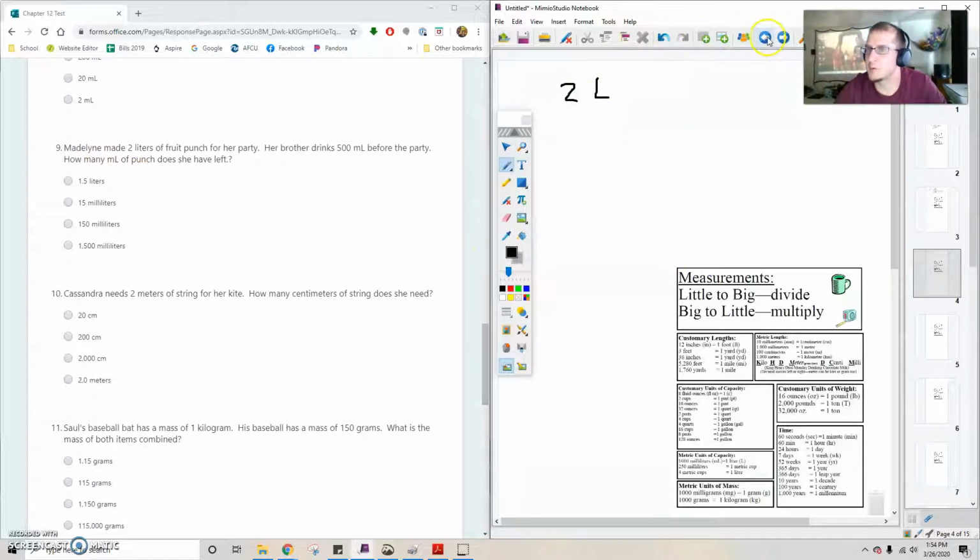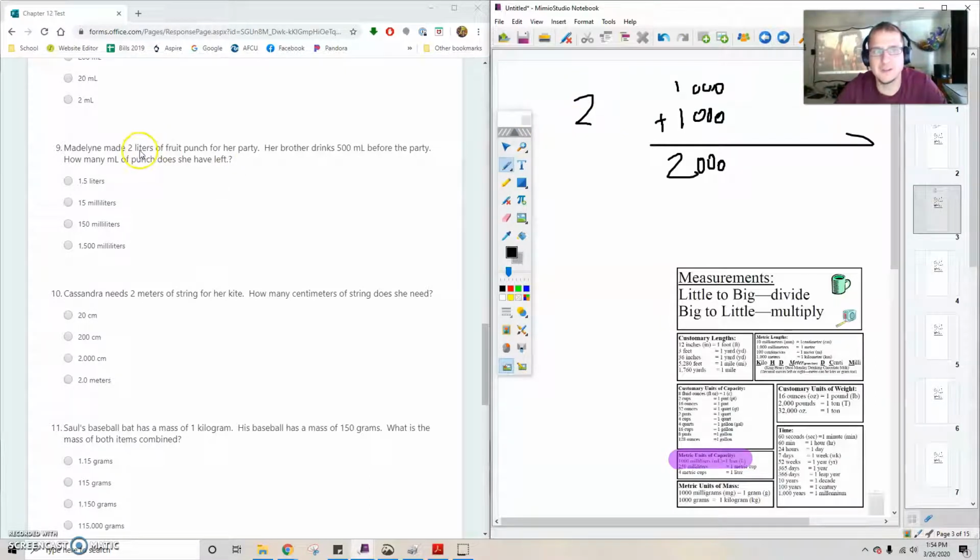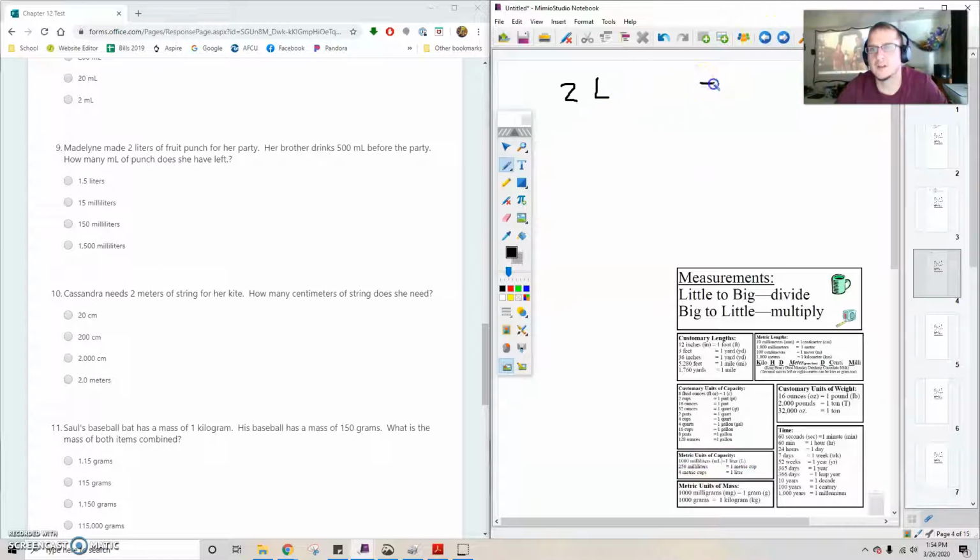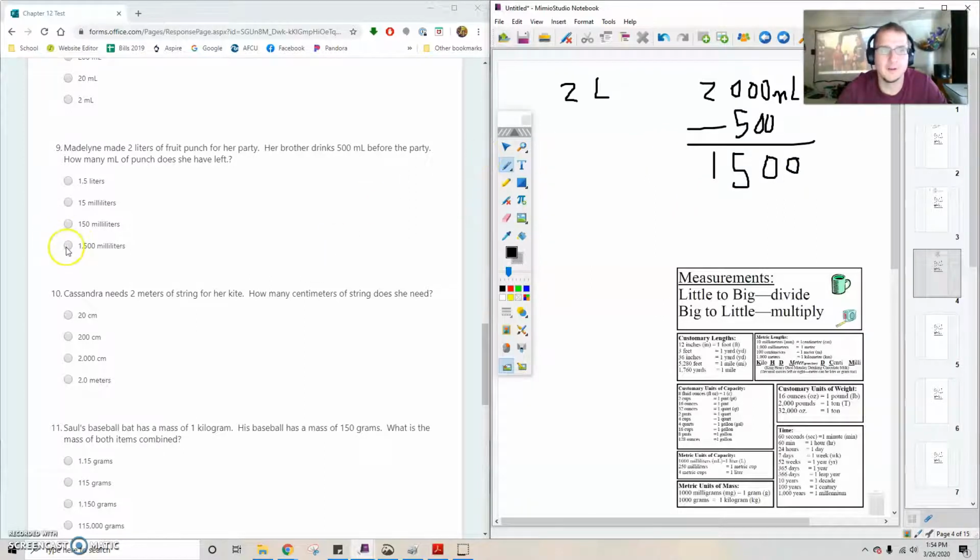Well, if you think back to what we just answered, because it's 2 liters again here, 2 liters was 2,000 milliliters. So 2 liters is 2,000 milliliters, and her brother drinks 500. So we have 2,000 milliliters, take away 500 milliliters, is 20 minus 5 is 15, so that's 1,500 milliliters.